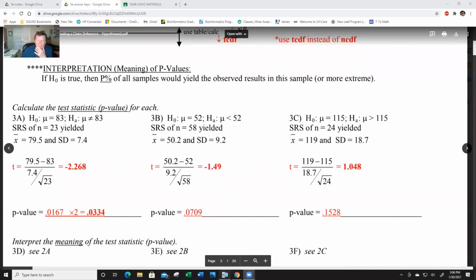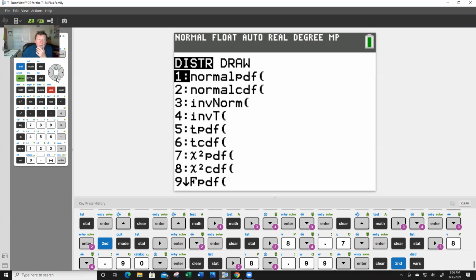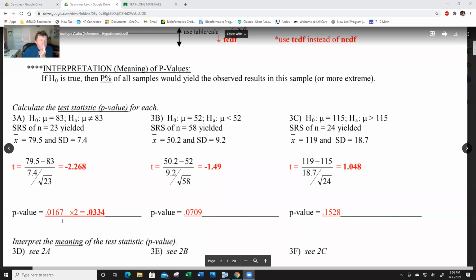This is new for you, okay? So it's going to be pretty cool. We're going to go, let's see here, second distribution. You guys are used to using NCDF, okay, for a z-score. Now I wish it was ZCDF, but they don't call it that. TCDF. Here we go. And the problem said it was not equal to, okay, but I need to get the tail of it, right? So it was a negative 2.268.